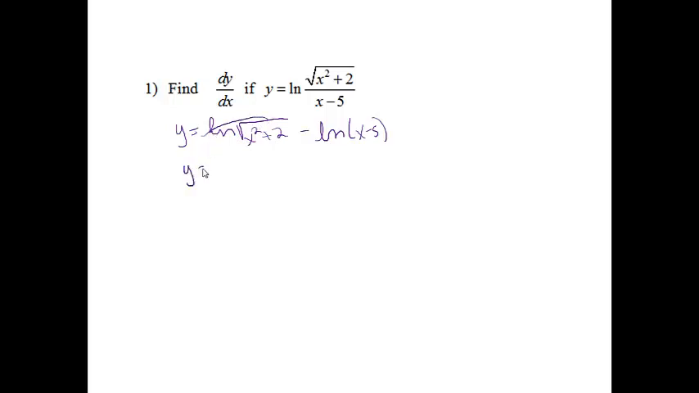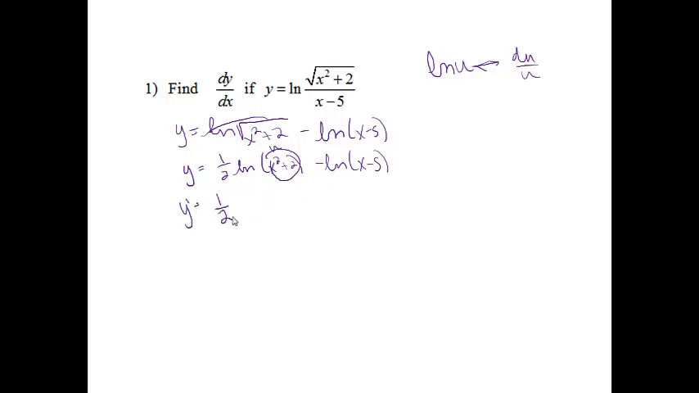So I'm going to make this say y equals 1/2 natural log (x squared plus 2) minus natural log (x minus 5). Now from here we can take the derivative, and if I have an ln, if you remember the little thing that I always put on the board, we've got the natural log of u and we've got du over u. So since I'm at natural log of u, we want to use du over u. For this first part right here, my u is x squared plus 2. So when I take the derivative, the 1/2 is just going to bump along.